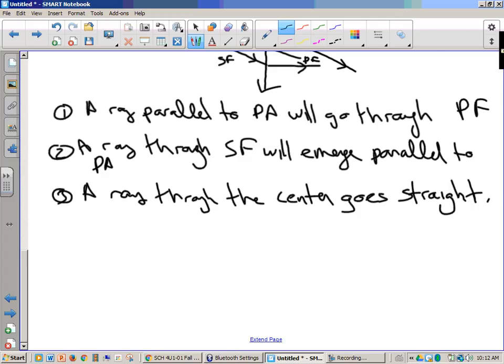For the second third, you can put there B, diverging.